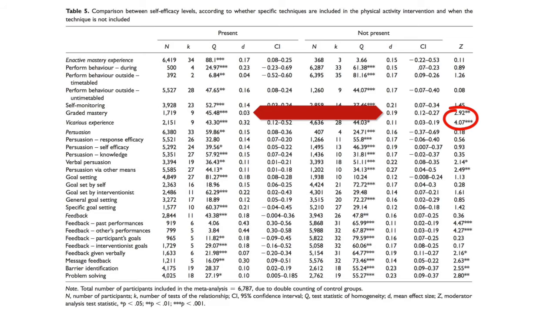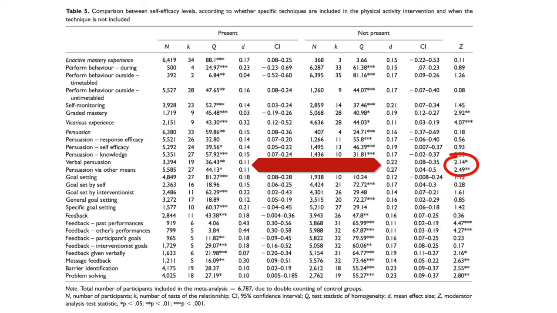When graded mastery is absent, people's self-efficacy goes up. The effect size without graded mastery is 0.19, and this is statistically significant, this difference. This means that interventions that use graded mastery perform less well than the ones that don't. The same can be found for verbal persuasion. You can see that the effect size for interventions without verbal persuasion is 0.22. That's almost double the effect size as when you do use verbal persuasion at 0.11.